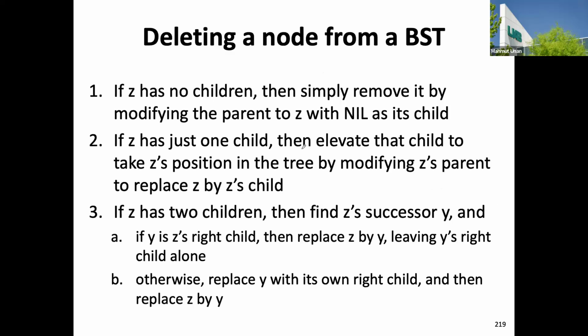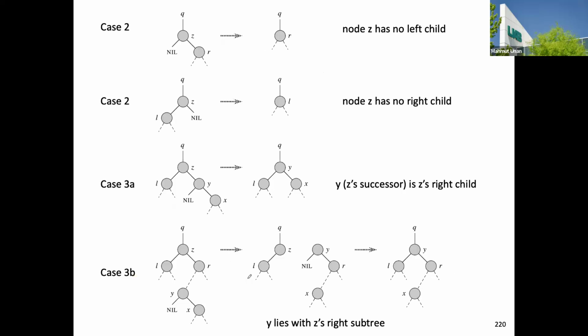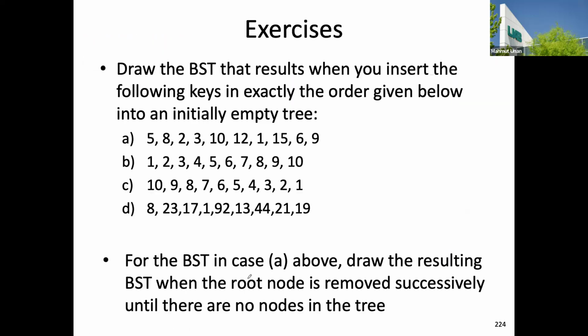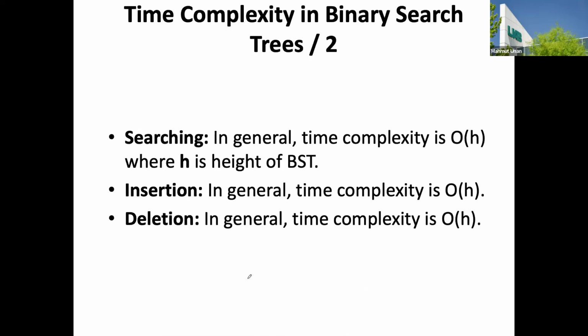Deleting, we have three options. No children, just delete it. One child, place the child in the parent's place, delete it. Two children, we have two options: either you find the maximum element in the left subtree or the minimum element in the right subtree. And then it is going to be recursive all the way until you hit the bottom. We say the time complexity is always equal to the height.